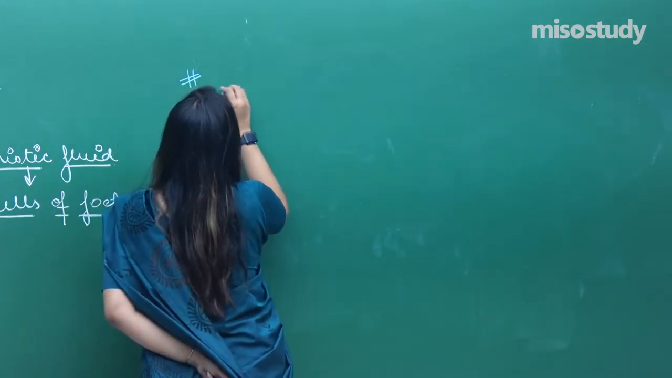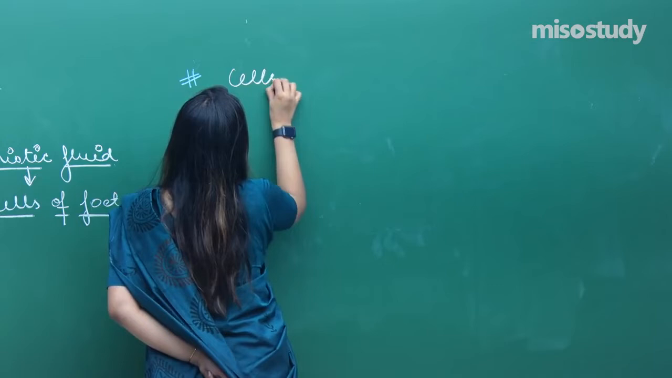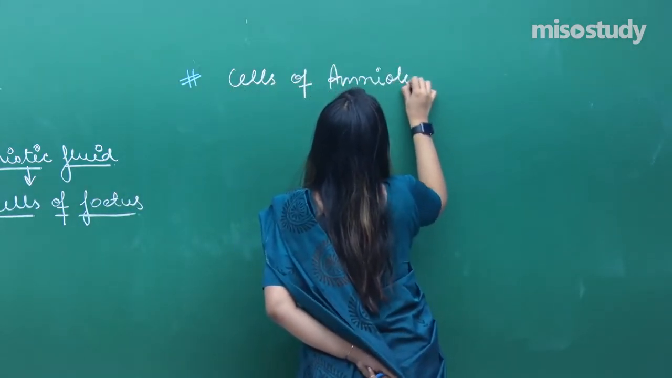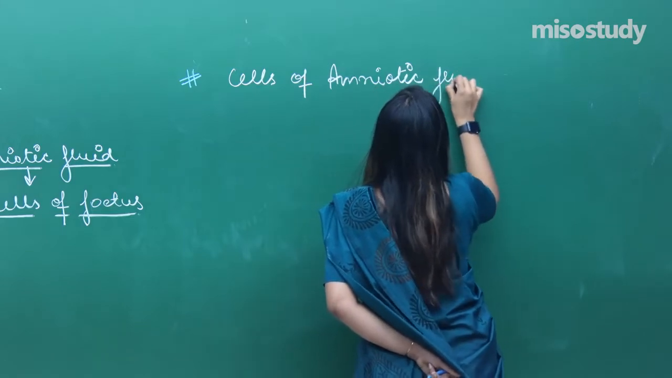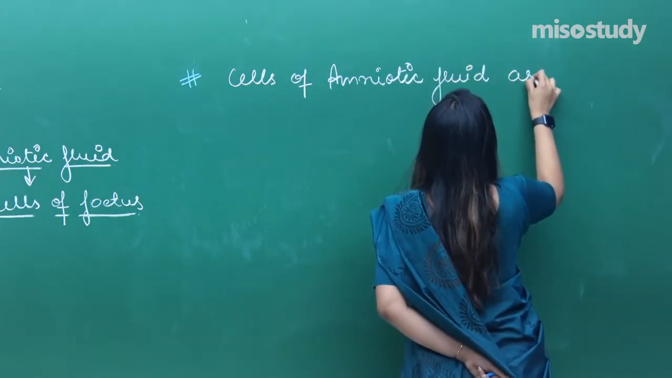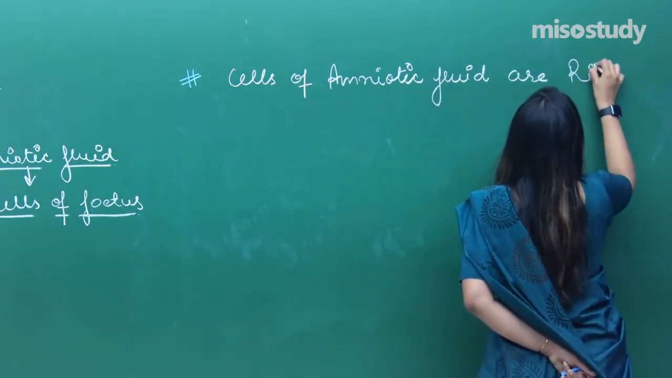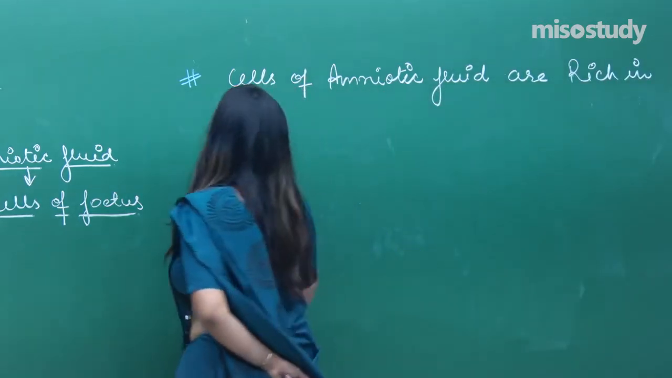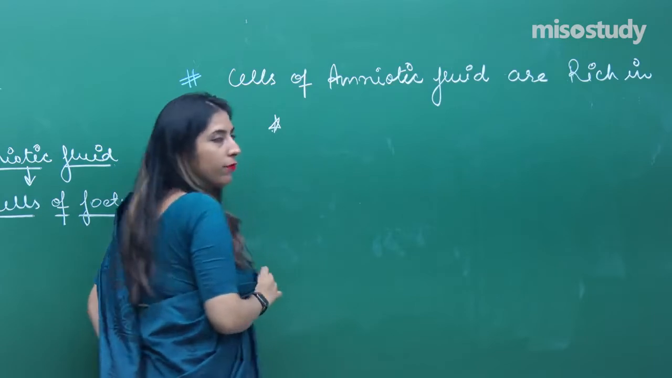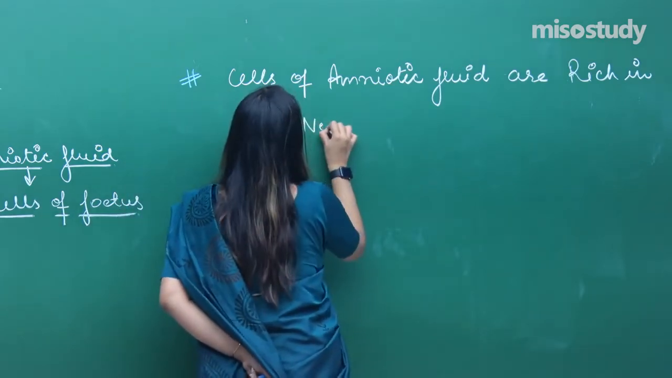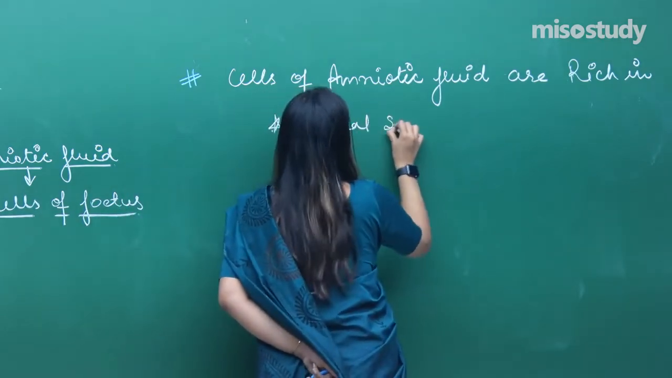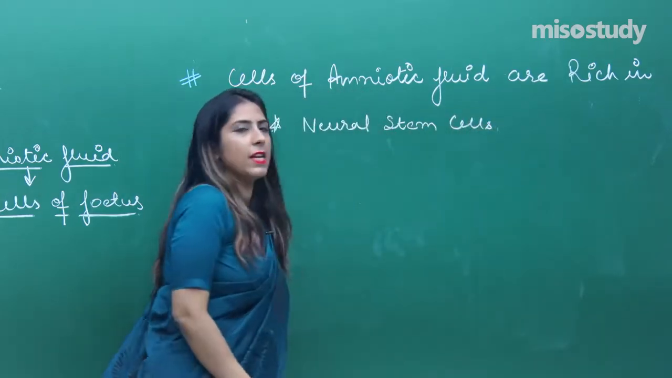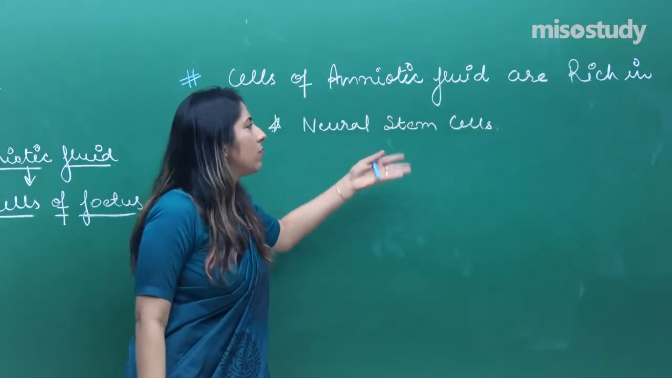So the cells of amniotic fluid are rich in what? They are rich in stem cells, and those stem cells are, first of all, neural stem cells, right? Neural stem cells means we can make neurons out of it, right?